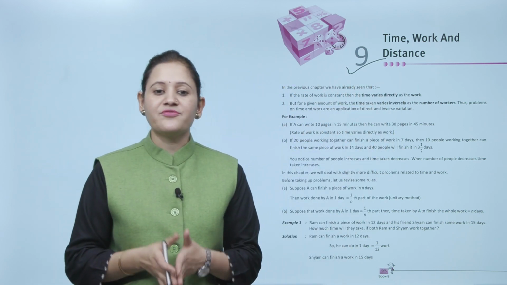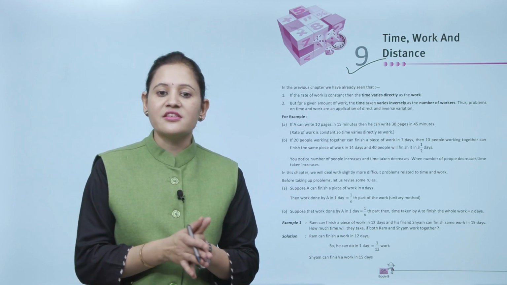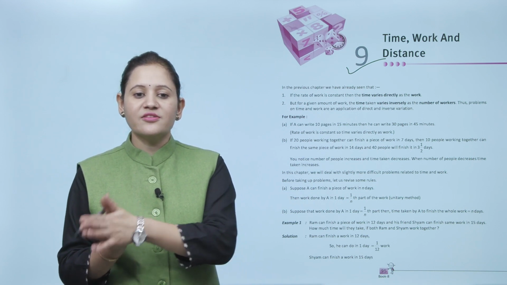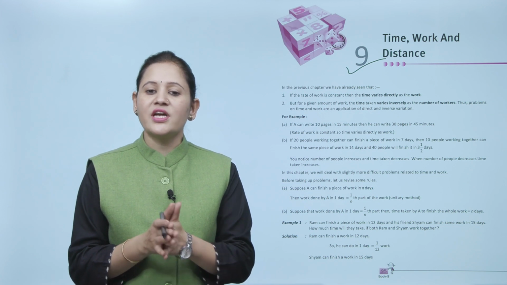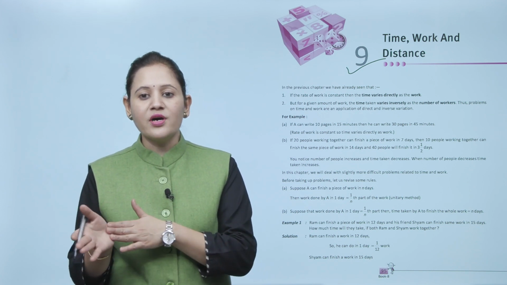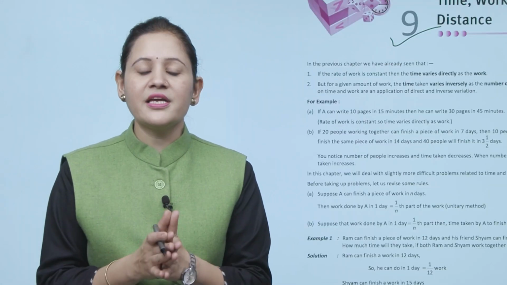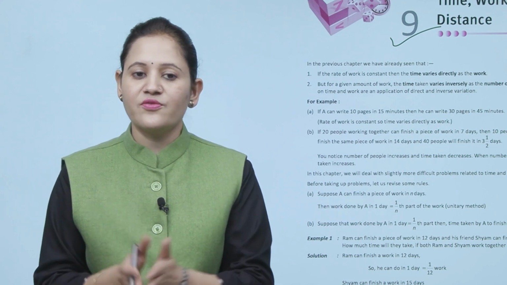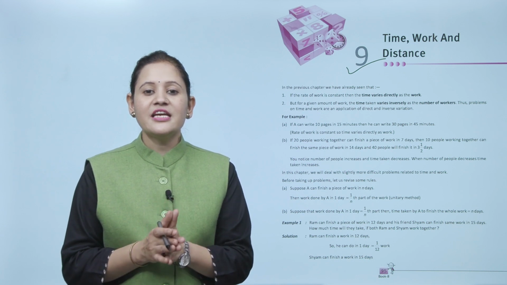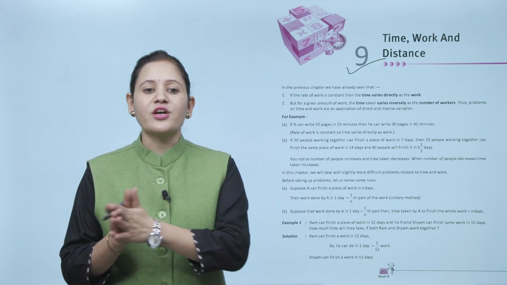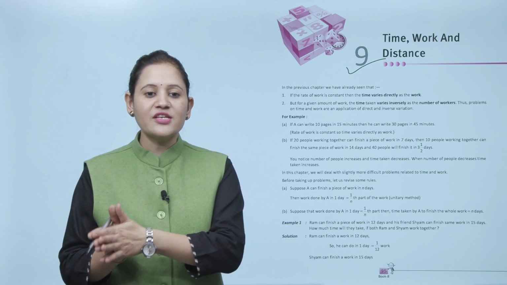In the previous chapter, we have already seen that if the rate of work is constant, then the time varies directly as the work. But for the given amount of work, the time taken varies inversely as the number of workers. Thus, the problems on time and work are applications of direct and inverse variation. For example, if A can write 10 pages in 15 minutes, then he can write 30 pages in 45 minutes. Rate of work is constant, so time varies directly as work.